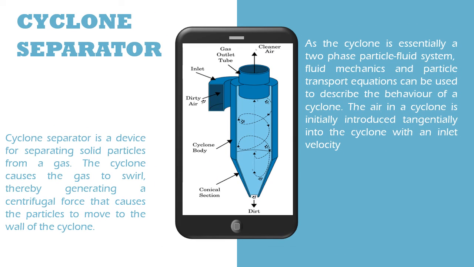Cyclone separator. Cyclone separator is a device for separating solid particles from a gas. The cyclone causes the gas to swirl, thereby generating a centrifugal force that causes the particles to move to the wall of the cyclone. As the cyclone is essentially a two-phase particle fluid system, fluid mechanics and particle transport equations can be used to describe the behavior of a cyclone. The air in the cyclone is initially introduced tangentially into the cyclone with an inlet velocity.